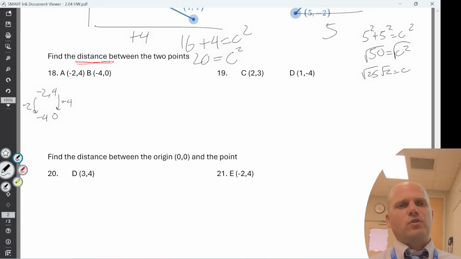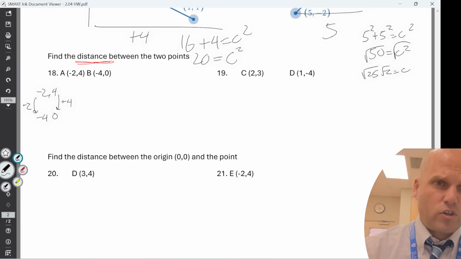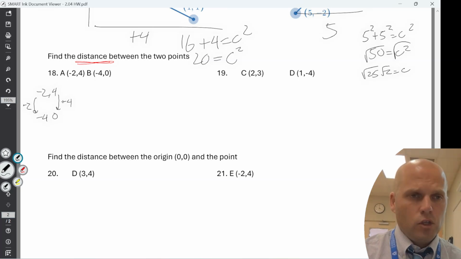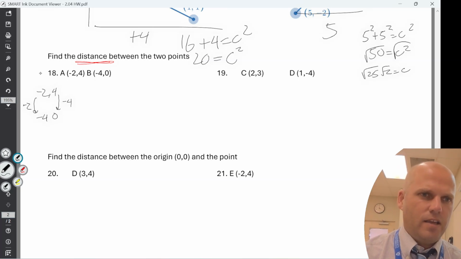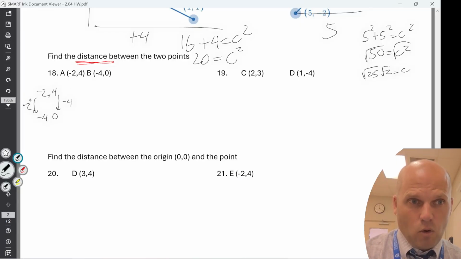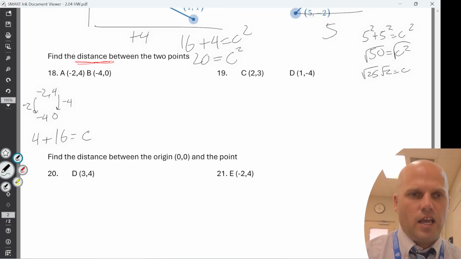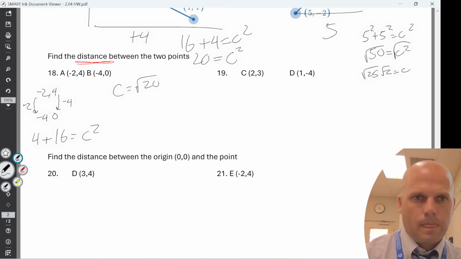So I can see from -2 to -4, that's an x change of -2, and 4 to 0, that's a y change of -4. You could consider it the opposite way of a +2 and a +4. This is my horizontal. This is my vertical. -2 is my horizontal change. -4 is my vertical change. So my horizontal change squared is 4. My vertical change squared is 16. And again, we get this root 20 as our answer.